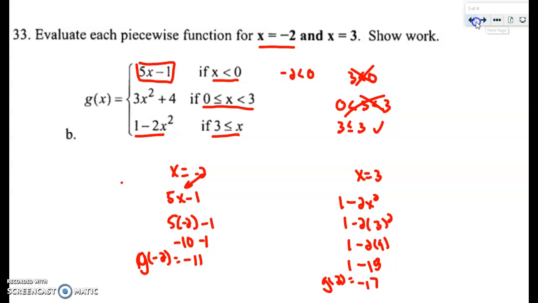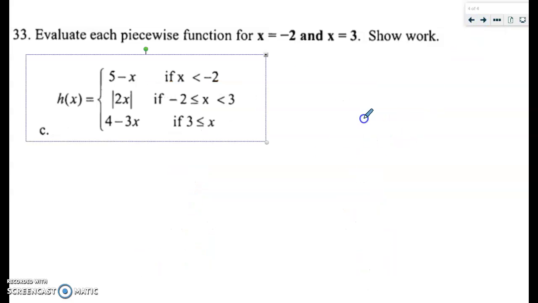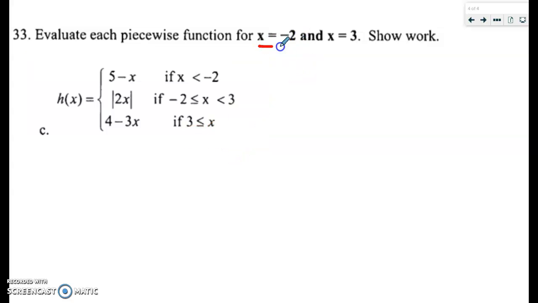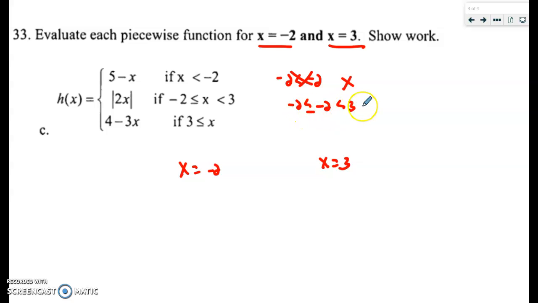Now the next one, I'm going to skip 34, but I'm going to jump to 35, no, I guess I am looking at part C. But in this case, it's the same idea. I'm looking at x equals -2, and I'm looking at x equals 3. So when I look at -2, is -2 less than -2? No, it's not. So I'm not plugging it into this one. Well, is -2 between -2 and 3 and equal to 2? Yes. So that means that I'm plugging -2 into the absolute value of 2x.